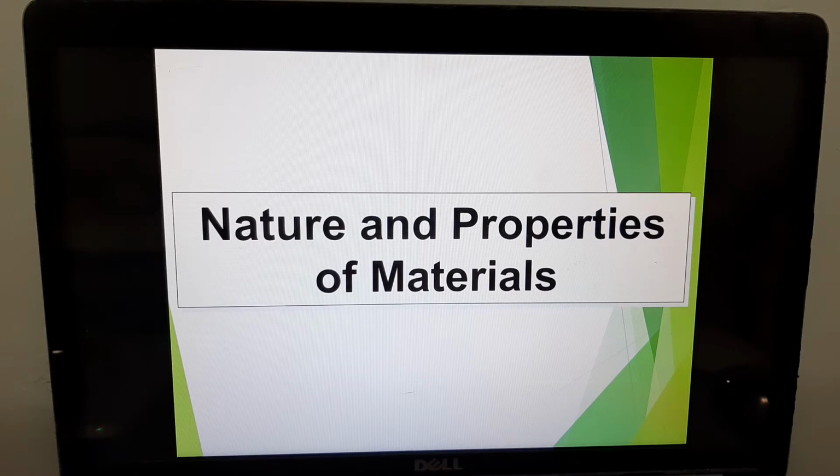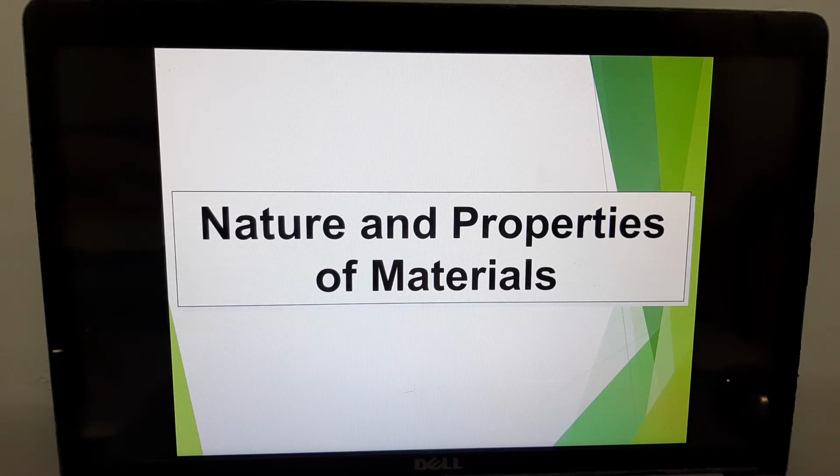MEFB 2132013. Let's continue with the next chapter, Nature and Properties of Material. If you remember, in the last class we spoke about the introduction to manufacturing. We spoke about the three stages of manufacturing: input, processes, output. We also spoke about the different types of production.